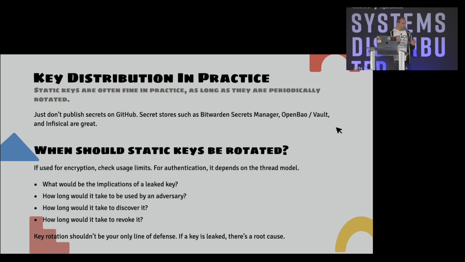But it's OK. However, a key shouldn't be used forever, if only because some algorithms may have usage limits. But for authentication, this is not really true most of the time. This is mostly for encryption that you have to be careful. But the question that you have to ask yourselves is, what would be the implication of a leaked key? If a key is leaked today, is it OK if you only rotate the key in 2 years? Depends. Maybe it's more of a legal issue than a technical issue. But this is how you should define the frequency of the rotation. Like, how long would it take to be used by an adversary? Maybe they need to compromise a different system to actually make use of this key. So you have some time.